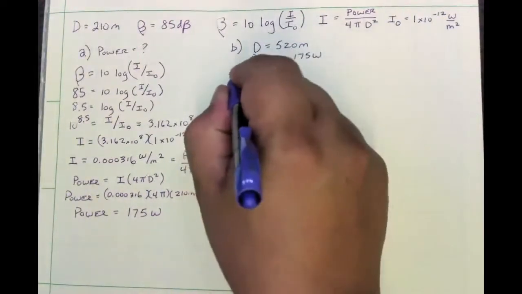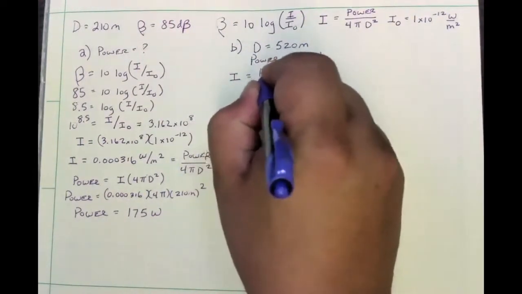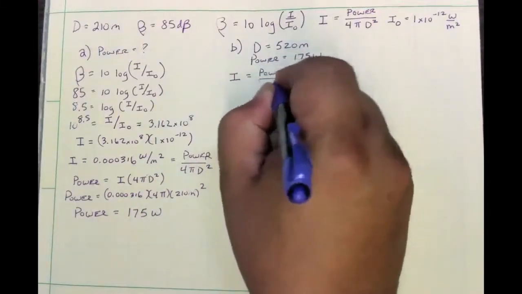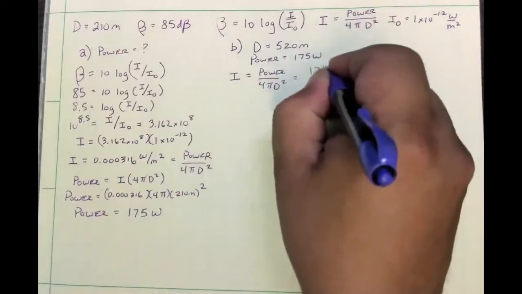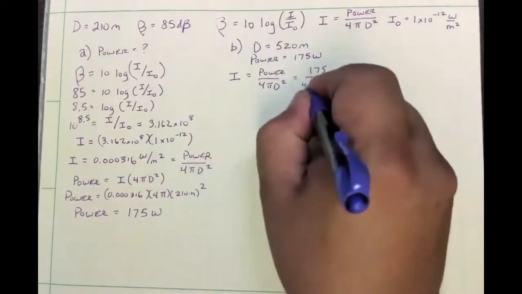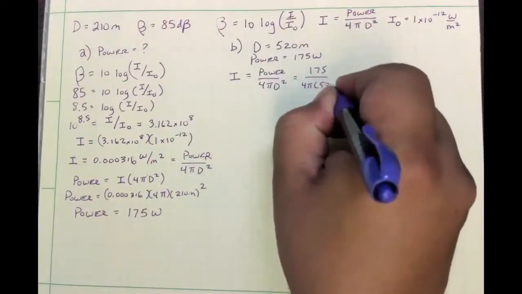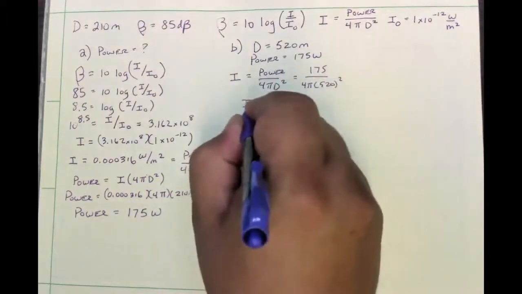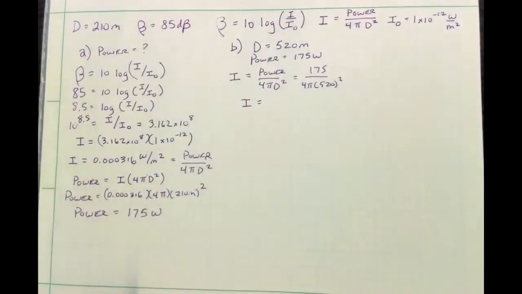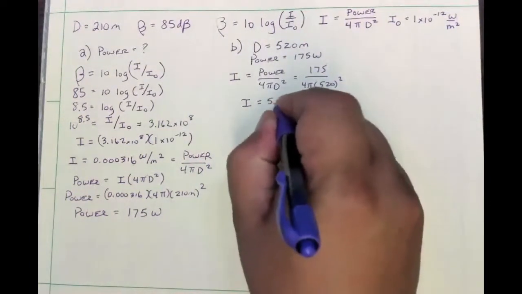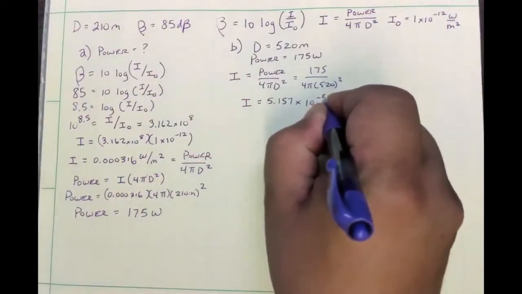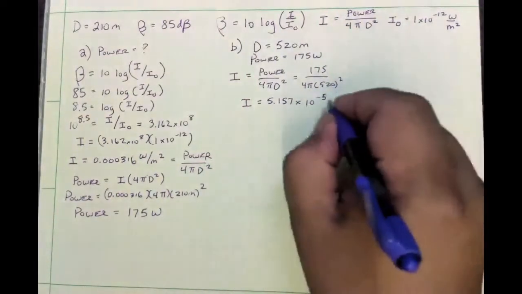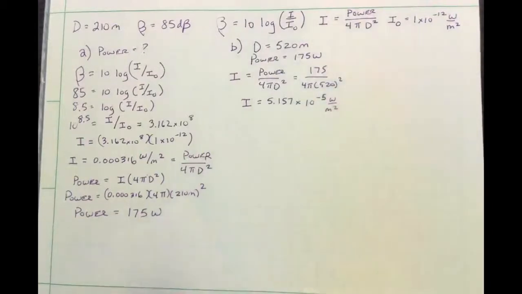Therefore, we can calculate a new intensity. Intensity is power divided by 4 pi d squared. That's 175 divided by 4 pi times 520 squared. That gives us a new lower intensity of 5.157 times 10 to the minus 5 watts per square meter.